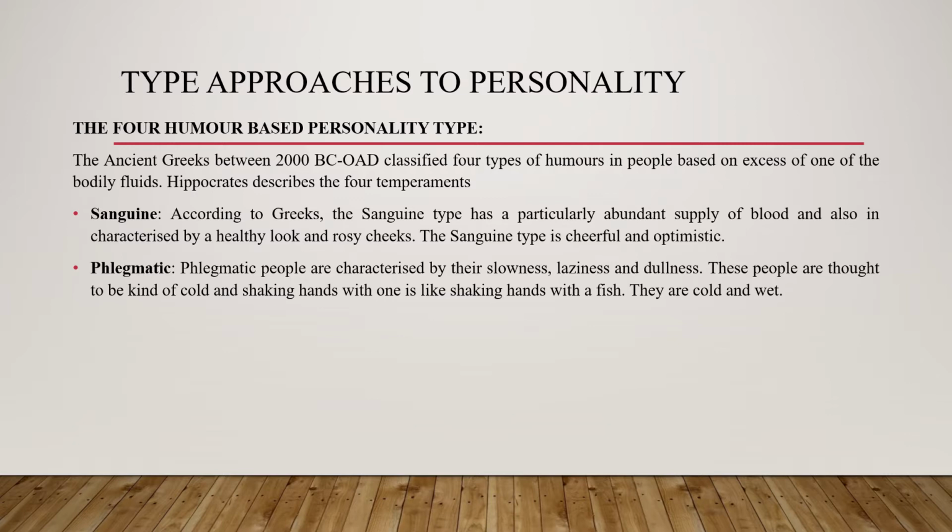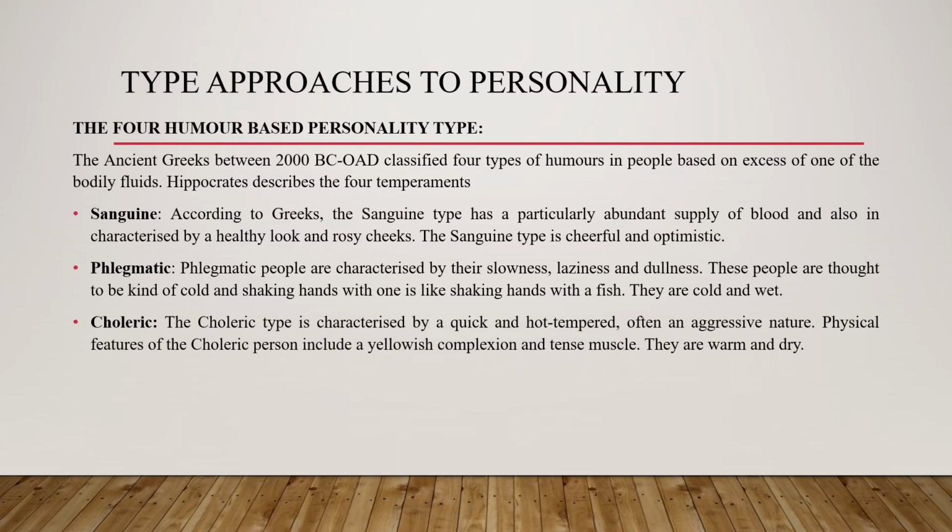The next one is phlegmatic. Phlegmatic people are characterized by their slowness, laziness, and dullness. These people are thought to be kind of cold, and shaking hands with one is like shaking hands with a fish. They are cold and wet. They are very cold, very soft, and very slow in whatever they do, and therefore it is said that shaking their hand is like shaking a fish. Sanguine people are more cheerful and optimistic compared to phlegmatic people.